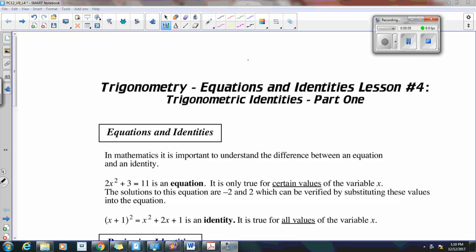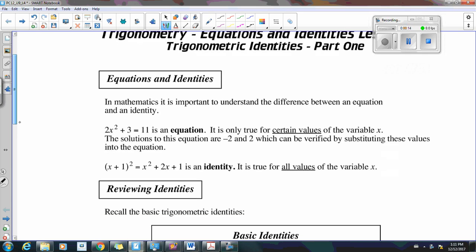Okay, so now we're moving on to trig identities. We're going to go pretty quickly through this lesson because there's a lot of basics that we're not going to go over. But basically, what an identity is, it's something that we know to be true.